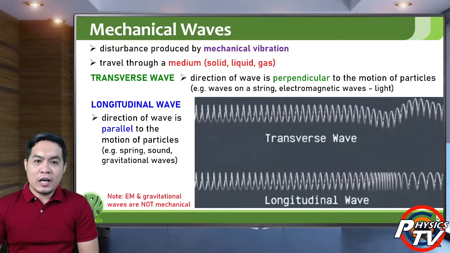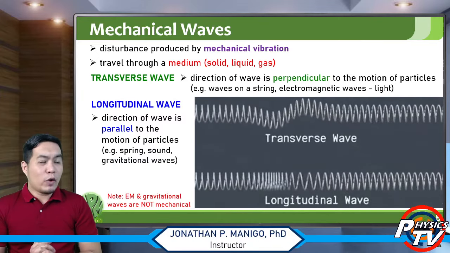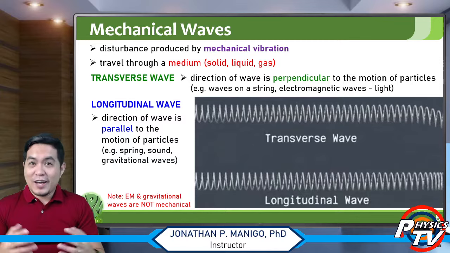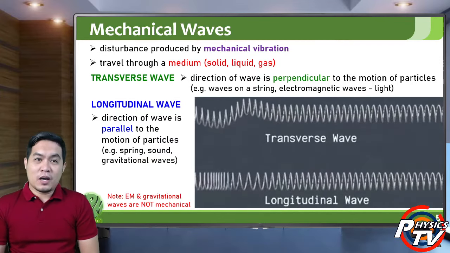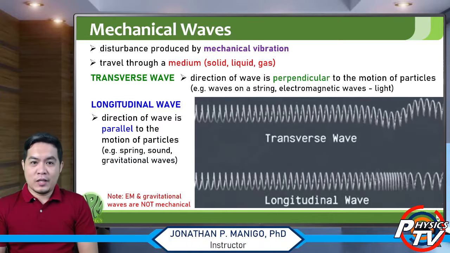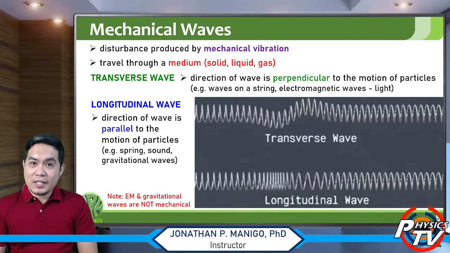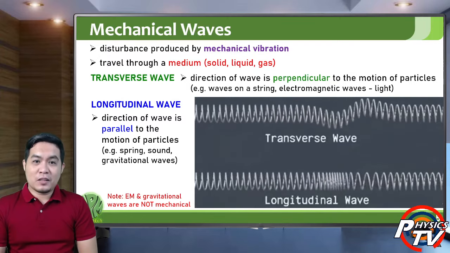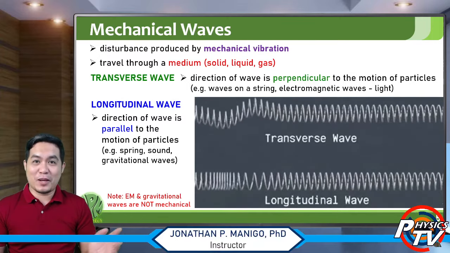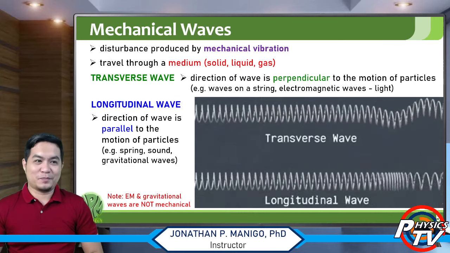But again, electromagnetic waves and gravitational waves are not mechanical waves. And in this chapter, we'll only focus mostly on mechanical waves. You will discuss electromagnetic waves in the last chapter of this course, but for this course, gravitational waves will not be discussed.